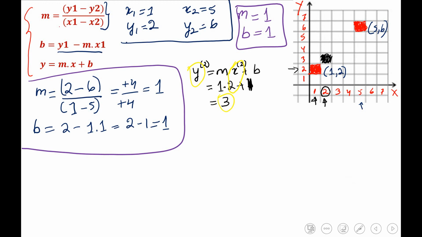Let us try to find out the next y value, let us say y3. m is already 1, we know, and the next position of x will be 3. This is the next position of x. So it is 1 times 3 plus b, which is 1. Easily we can know that 3 plus 1 is 4. So the next value of y will be 4.